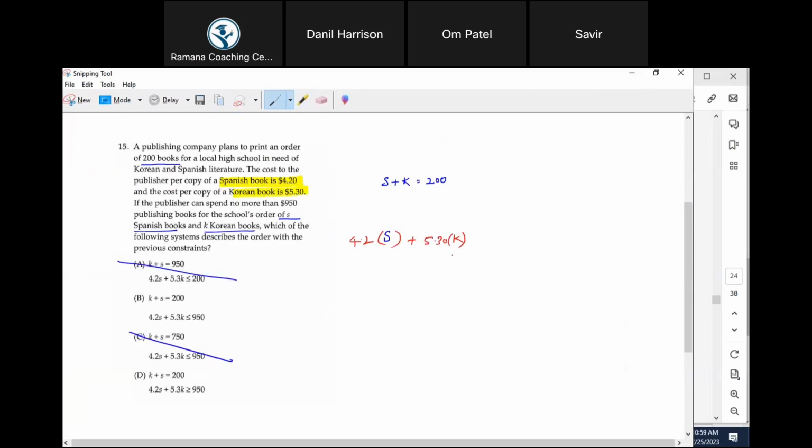Correct? And then he said, publisher can spend no more than, how do you write no more than 950? What is your inequality? Less than or equal to 950. So there you go. Yeah, there you go. That's it. Is that making sense now? So always be careful with inequality, no more than. Okay? So careful.